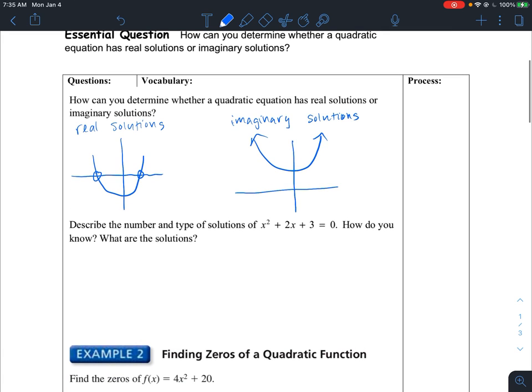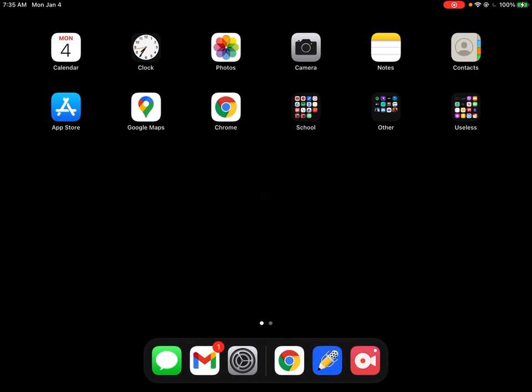So for this next question, it says describe the number of solutions and the type of solutions, the type being real or imaginary. Determine the number and type of solutions of x squared plus 2x plus 3 equals 0. And how do you know, and what are the solutions? So how can we determine the number and type of solutions this has? Well, we can graph it for one. We can graph it in a calculator and see what the graph looks like. So let's go ahead and try that out.